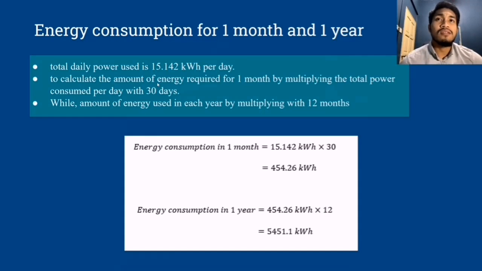For the energy consumption for 1 month and 1 year, 15.142 kilowatt hour per day is multiplied by 30, and we have 454.26 kilowatt hour per month. And for energy consumption in 1 year, we obtain it by multiplying 454.26 kilowatt hour by 12, and we will have 5451.1 kilowatt hour.